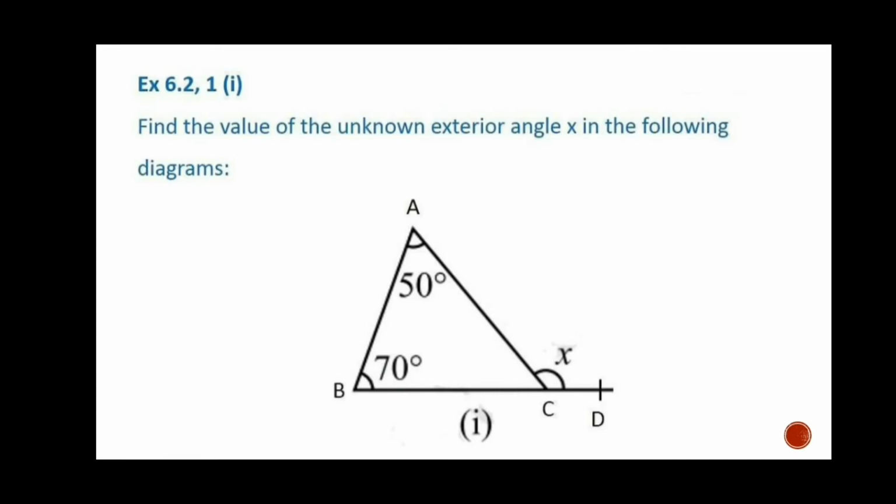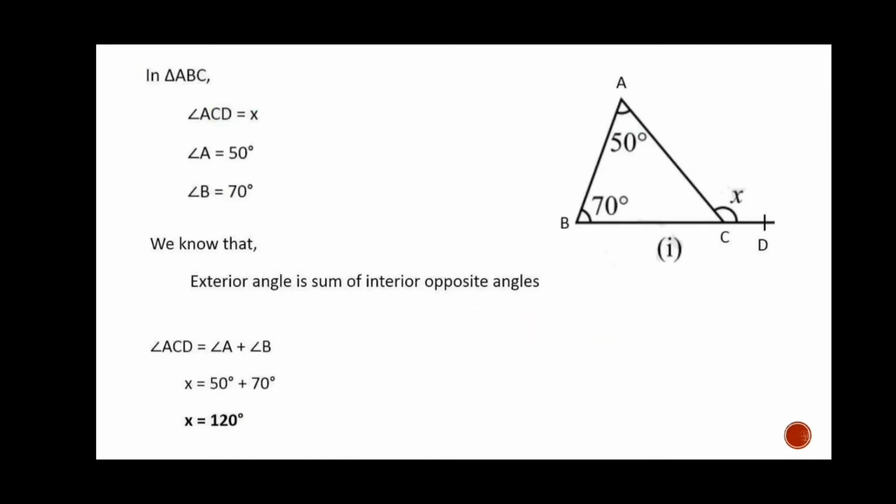The first question is: find the value of the unknown exterior angle x in the following diagram. In this diagram we have to find the value of x, which is an exterior angle. Now you can see that angle ACD is equal to x, which is the exterior angle. Angle A is 50 degrees, angle B is 70 degrees.